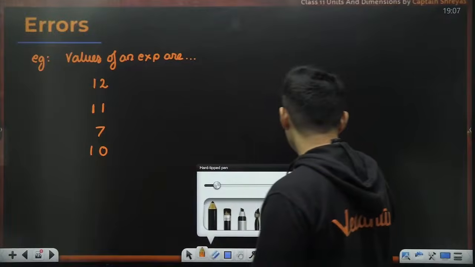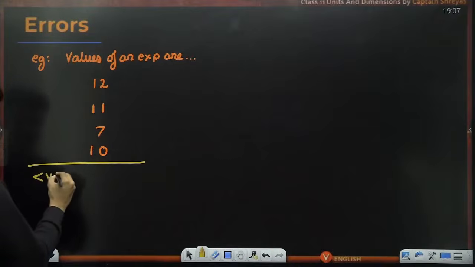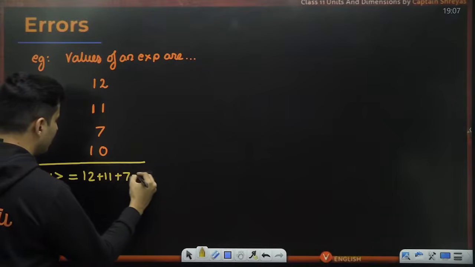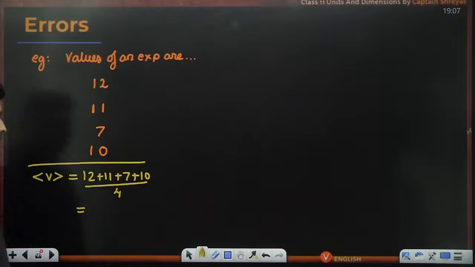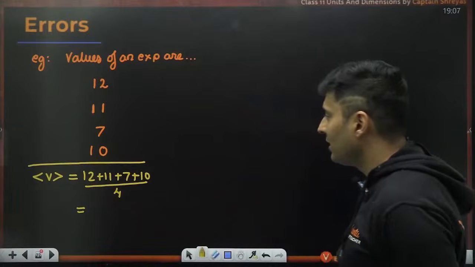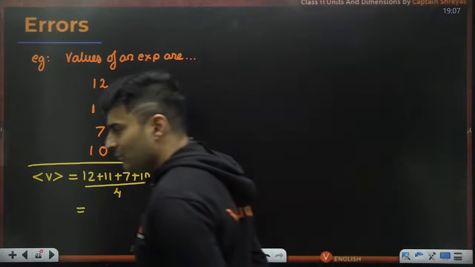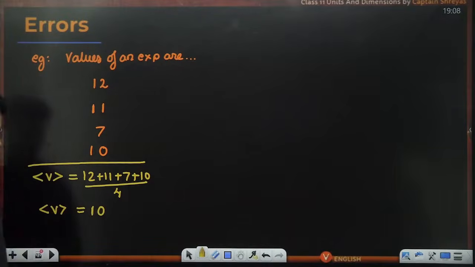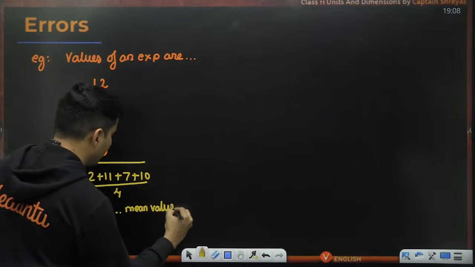What will be the first thing that you will do, my dear students? First, you will find the mean value, the average value. Just add them up: 12 plus 11 plus 7 plus 10, the whole thing divided by 4. Come on, do the math. 12 plus 11 is 23, 23 plus 7 is 30, 30 plus 10 is 40. 40 divided by 4 is 10. So that is the mean value of the readings.